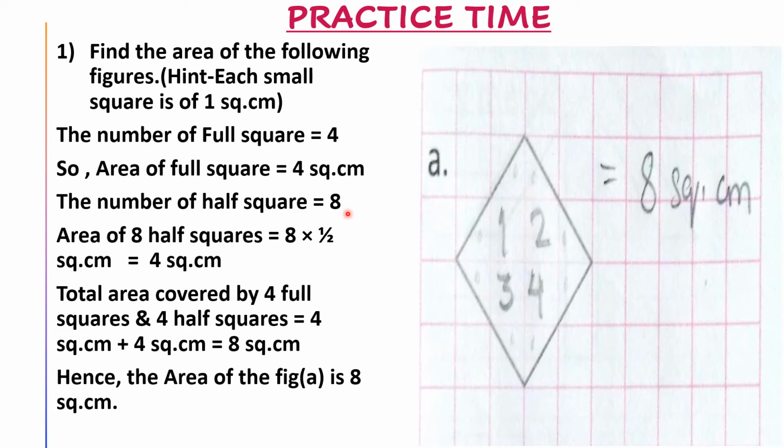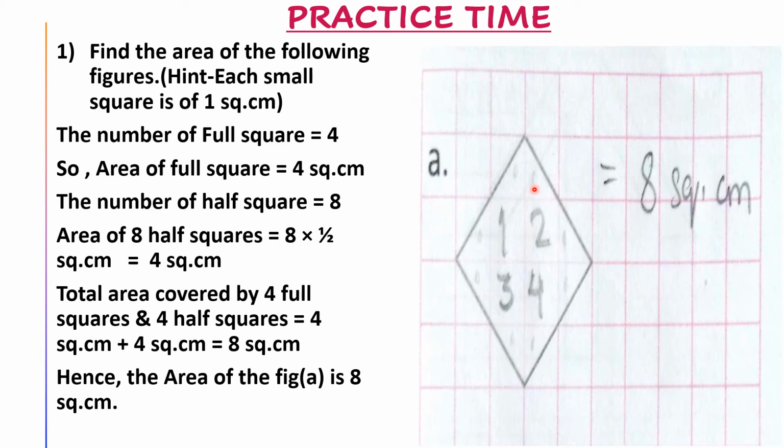Remember children, the area of 1 half square is taken as half square cm. Hence, the area of 8 half squares is equal to 8 into 1 by 2 square cm, which gives 4 square cm. That means count 1 square cm for 2 half squares.